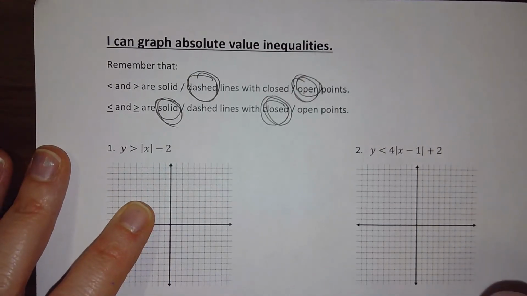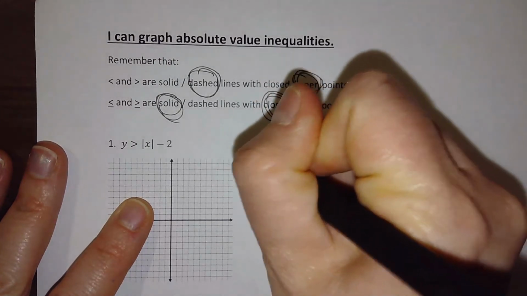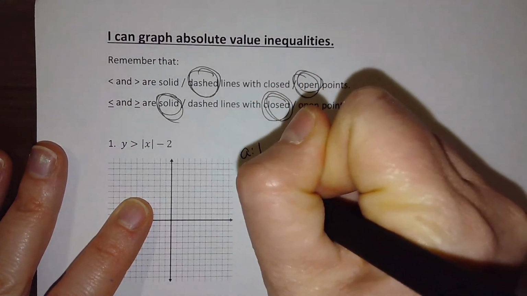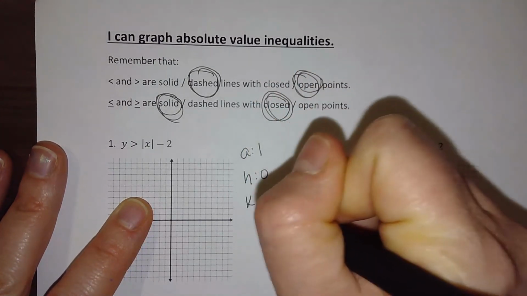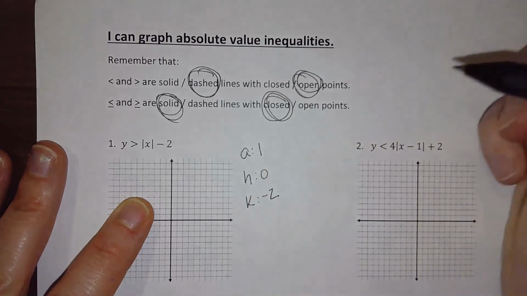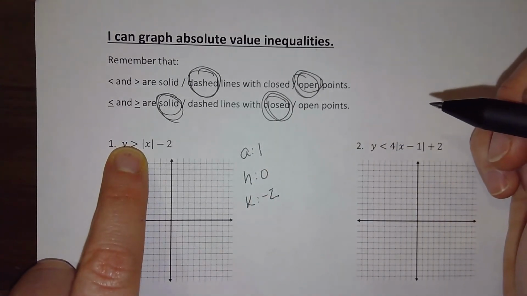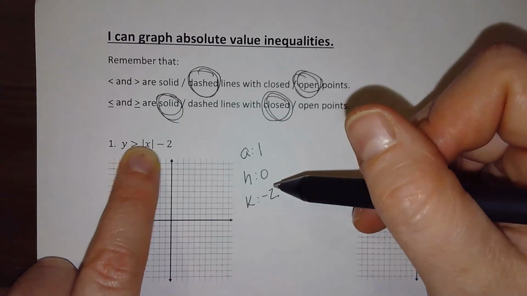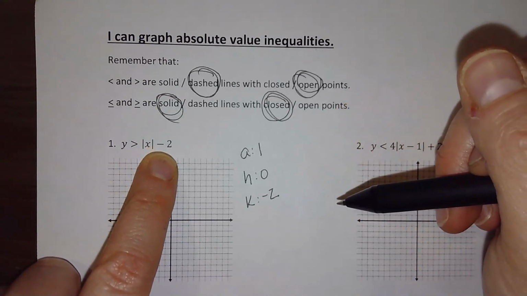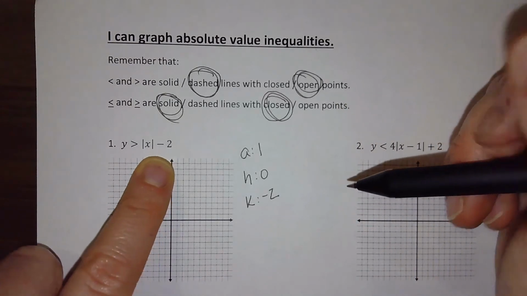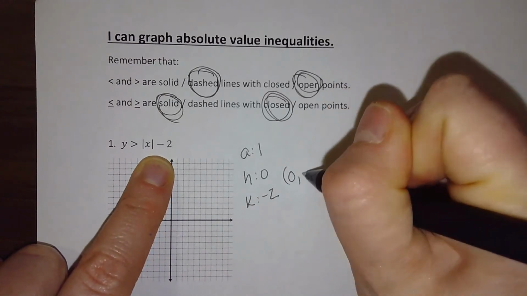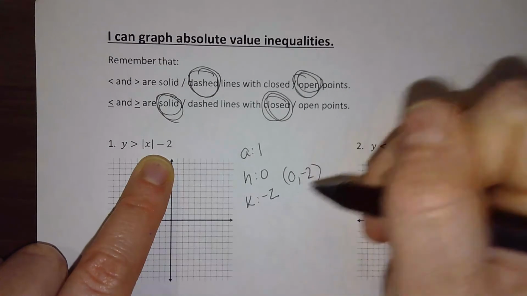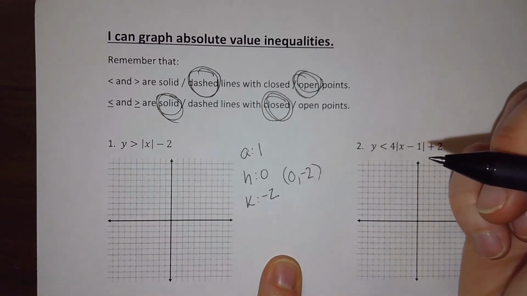So on this first graph, A is 1, H is 0, K is negative 2, and that comes from the value in front. What is being added or subtracted from X, which is opposite of what you see, and then exactly what you see, what is being added or subtracted outside the absolute value. So my start point is 0, negative 2. And we don't find domain and range on inequalities.